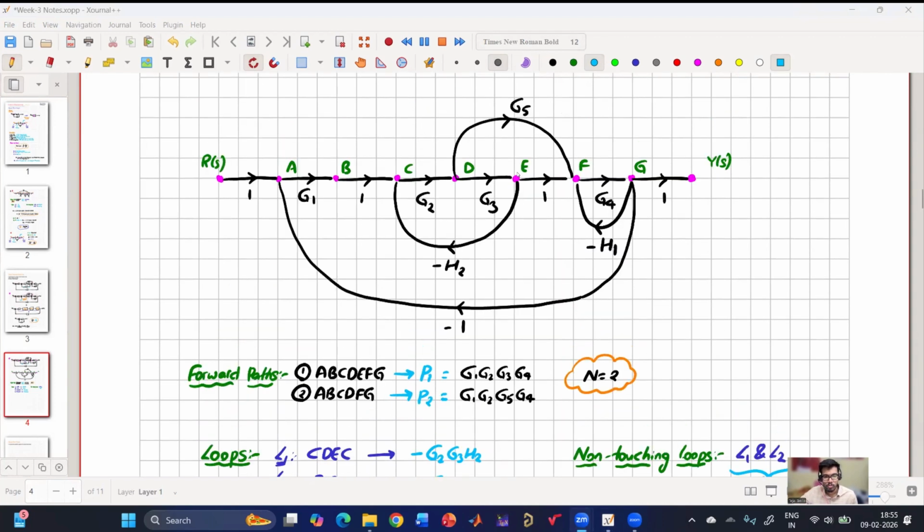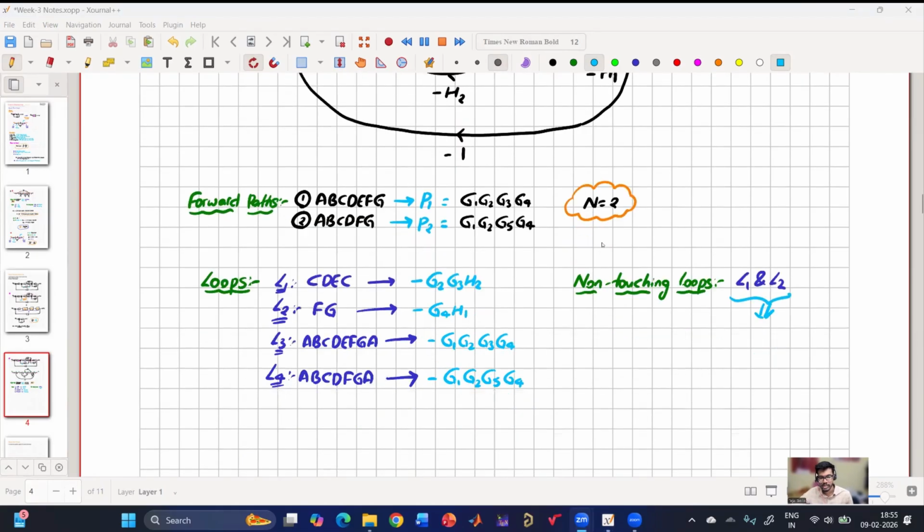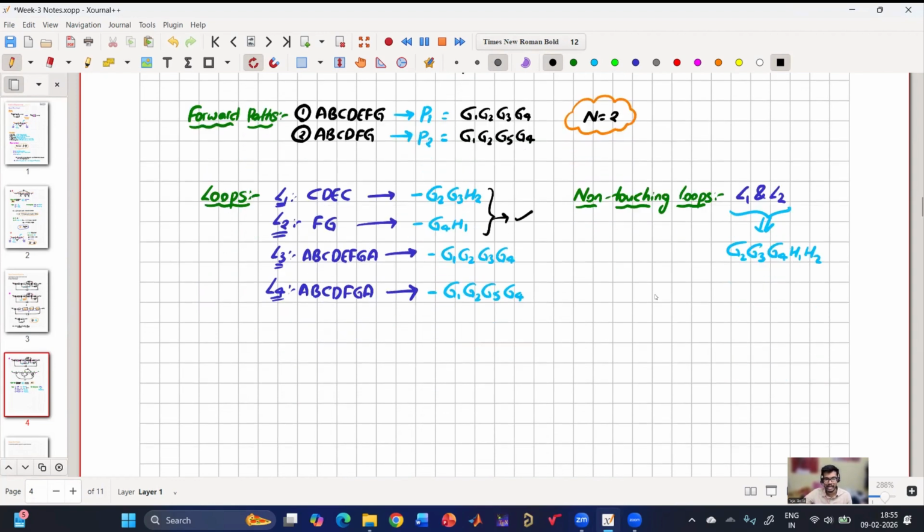So the loop gain product of this, which is minus minus will become plus G2, G3, H2, G4, H1. So I can read it as G2, G3, G4, H1, H2, which I also can multiply from here. These two are non-touching loops, right? So G2, G3, G4, H1, H2. Is it clear till this point? Yes, sir. Okay.